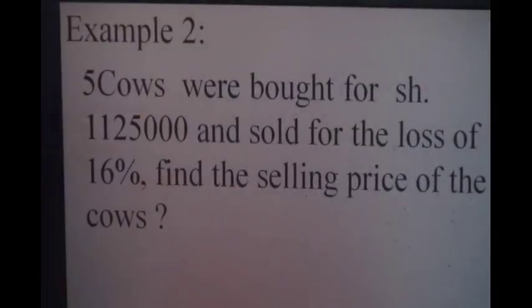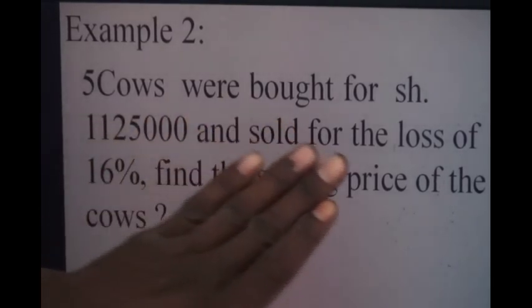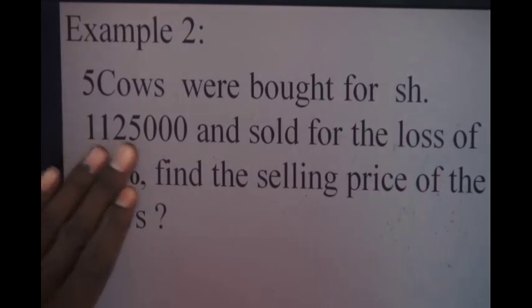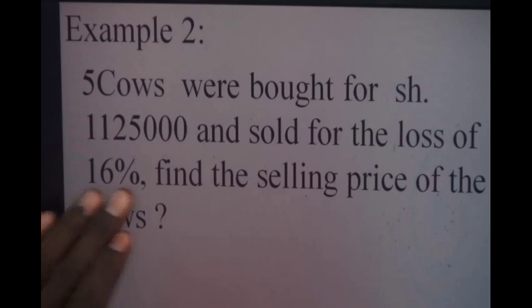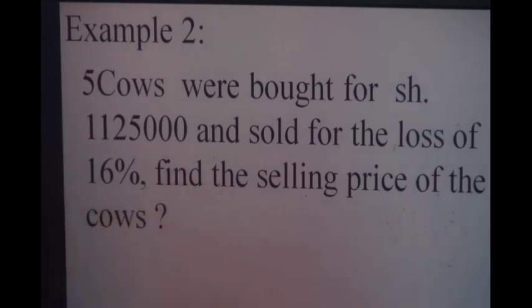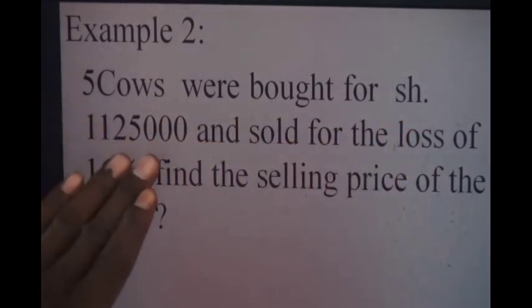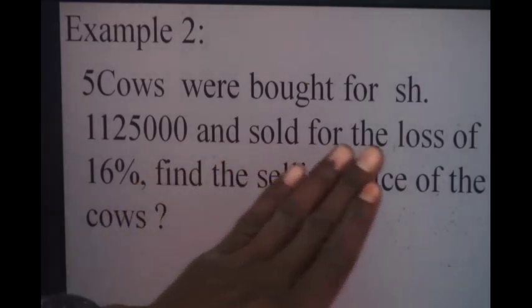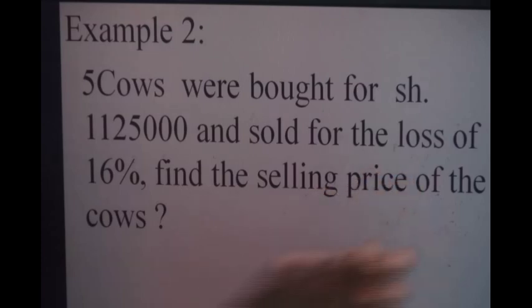Now let us see example number 2. Five cows were bought for 1,125,000 shillings and sold at a loss of 16%. Now find the selling price of the cows. The question is, five cows were bought for 1,125,000 shillings and sold at a loss of 16%. Now find the selling price of the cows.